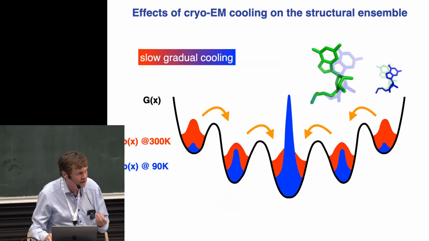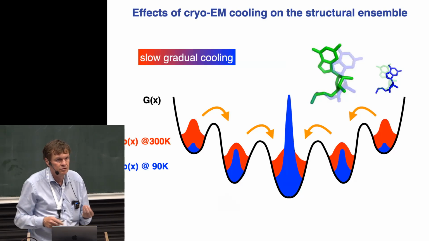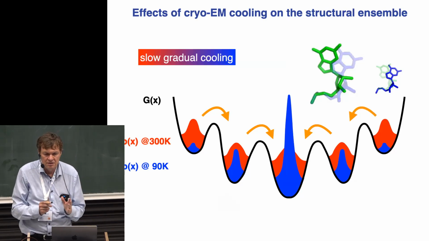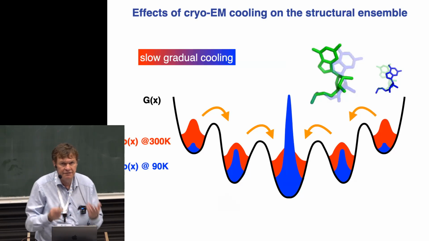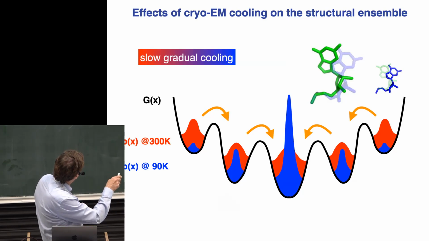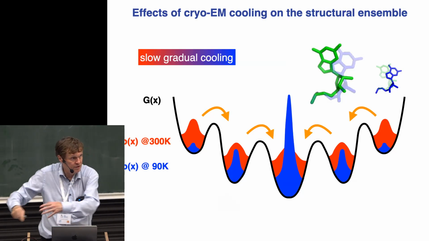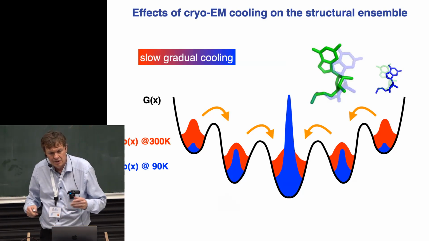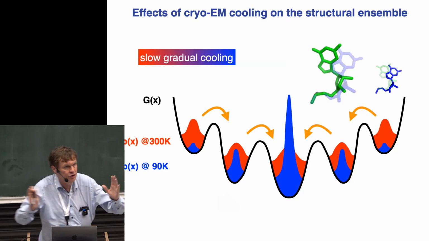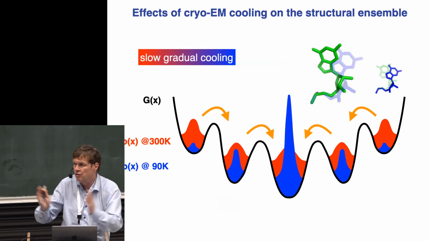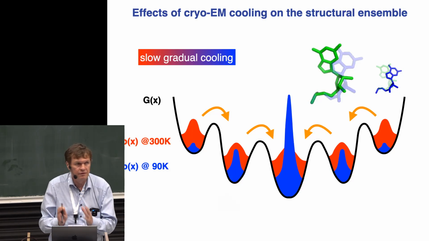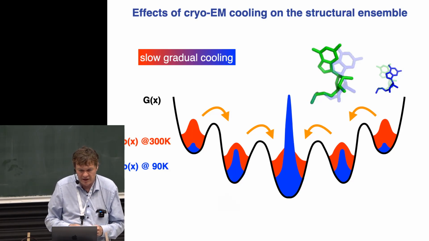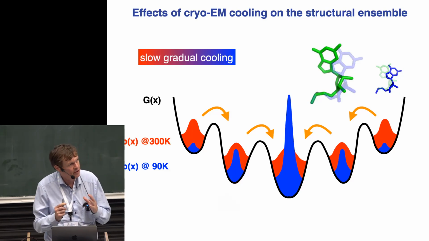But instantaneous is not possible. So what if you shock freeze a little slower? Well, then there will be enough time for at least some of those guys to overcome those barriers, and they will go towards the lowest minimum or to the lower minima. And so the whole ensemble will kind of shrink towards the lower energy regions of conformational space of this energy landscape. How much? That was the question.